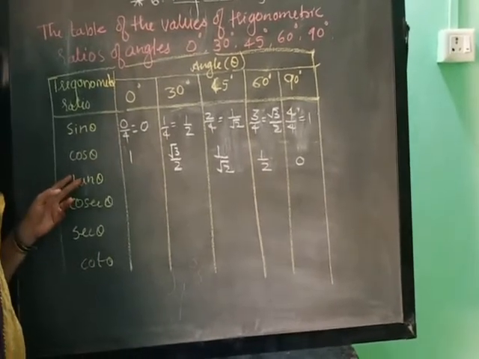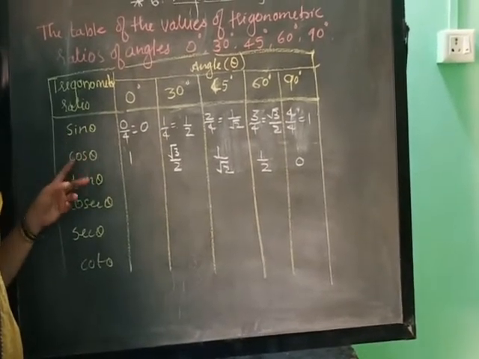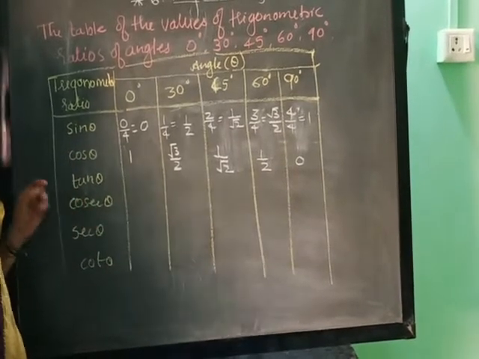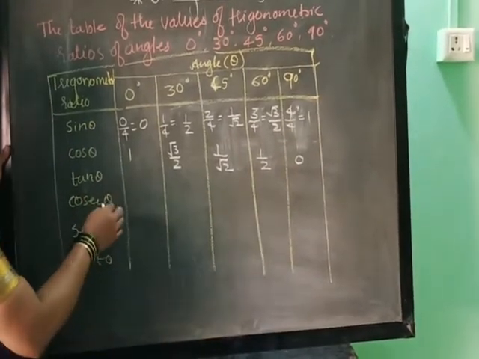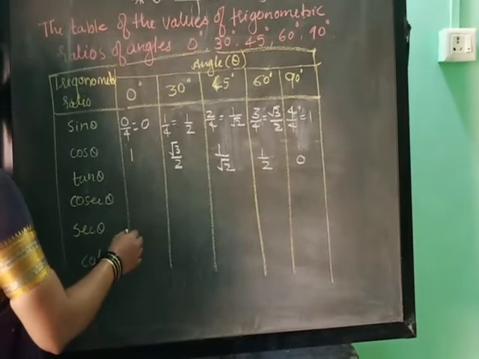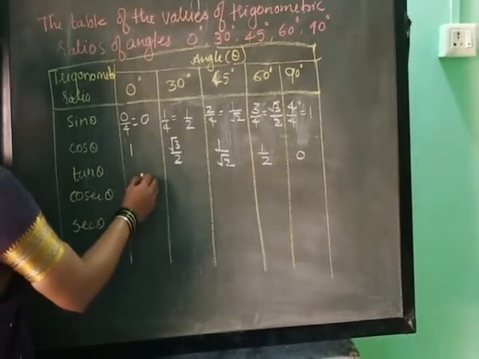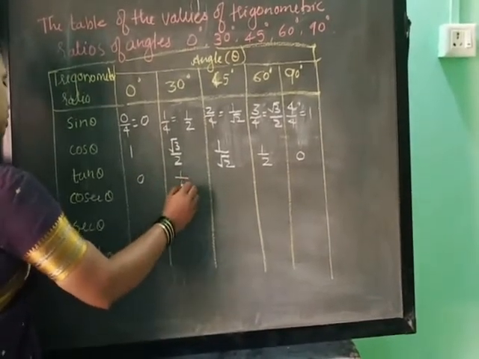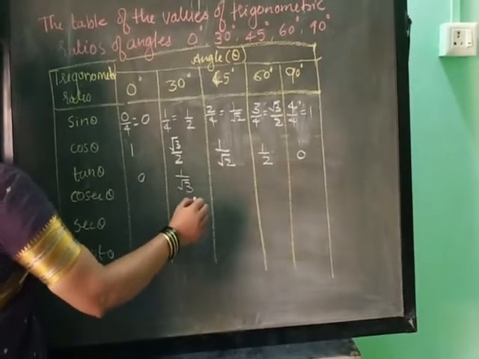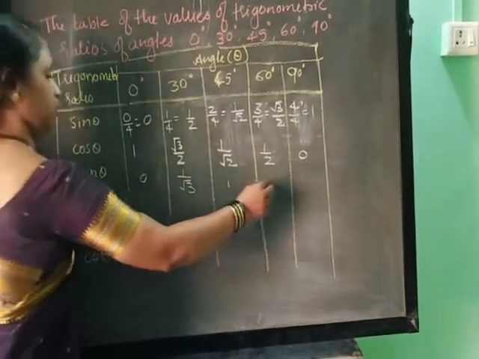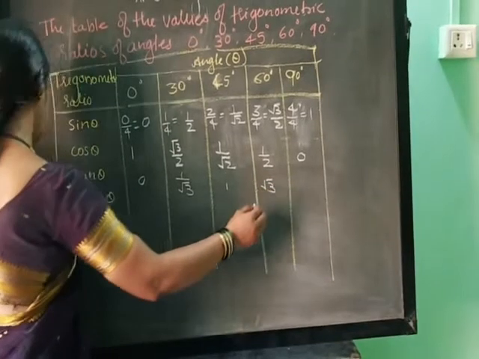Now after this, we have to write tan theta. Tan theta, you know, is sin theta upon cos theta. So using that same ratio we can write the values of tan theta: 0, 1 upon root 3, 1, root 3, not defined.